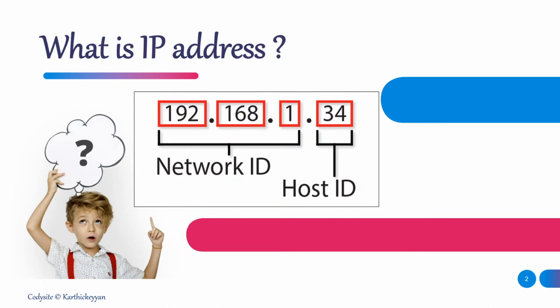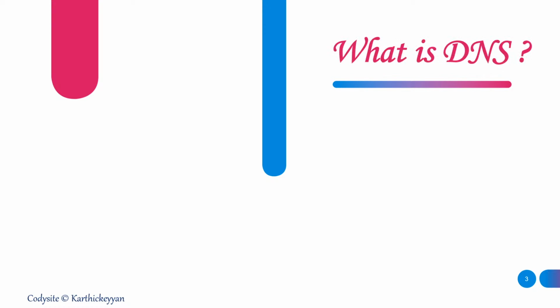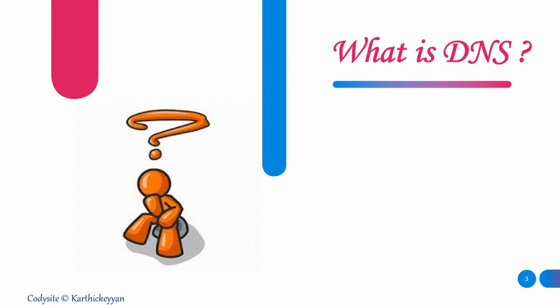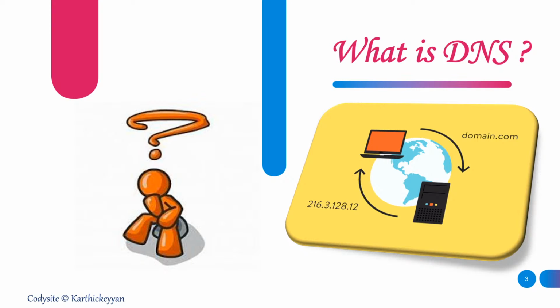I think everyone will know about IP address sections, so I'm not going into detail here. So DNS, okay. What is DNS? That is the Domain Name Service, and here the IP address is converted into a domain name, that is google.com. The google.com IP address is something like 123.